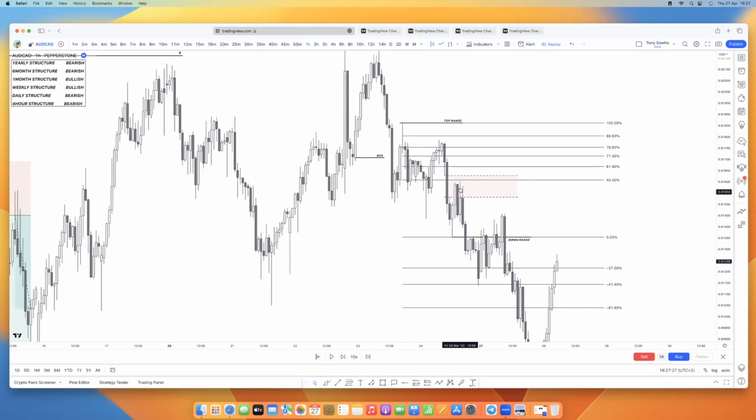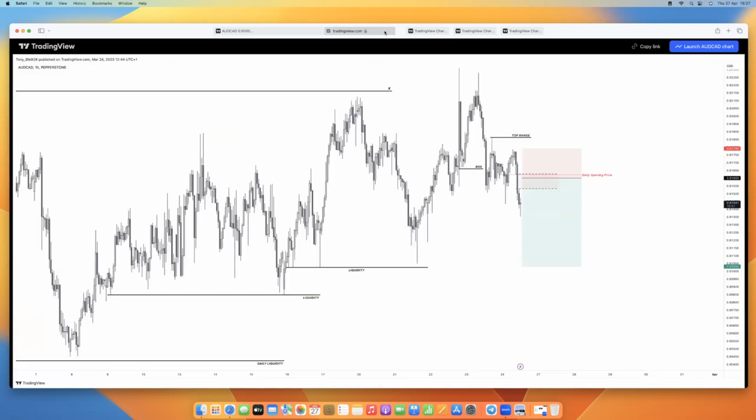So the daily candle opened, and I was looking to buy very close to the daily open. I couldn't see any opportunity to buy above the daily opening price, but there were opportunities to buy close to the daily opening price on the 1 hour, which was high.